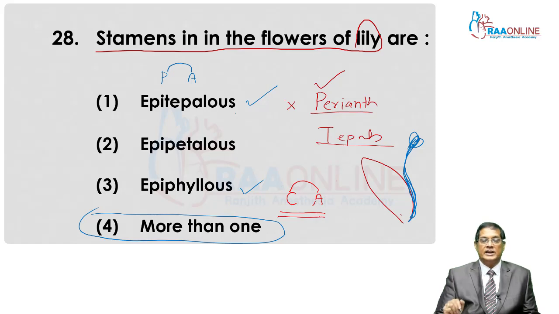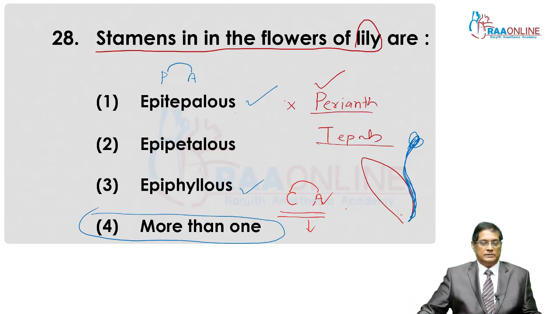In that case, this sign is given for the Solanaceae family. This sign is applied in the Solanaceae family. This is known as epipetalous, that is, stamens are attached to the petals, partially or wholly.